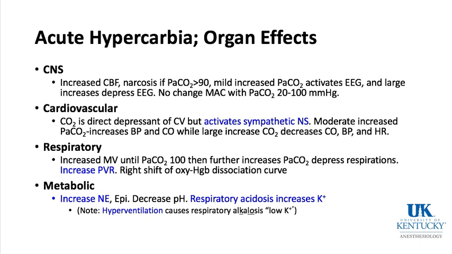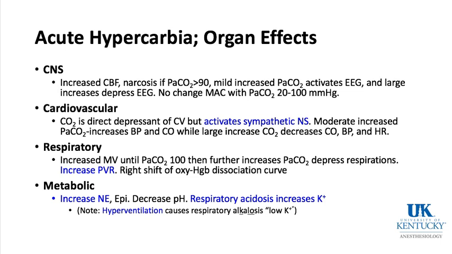Respiratory system: if the CO2 is up, the normal response would be to increase minute ventilation. And then if it gets really high, over 100 for example, you can start having depressed respirations just from that hypercarbia. Hypercarbia increases pulmonary vascular resistance. The right heart doesn't like that. Remember, chronic and acute hypoxia can also increase pulmonary vascular resistance. And also CO2 elevations right shift the oxyhemoglobin dissociation curve. So the usual response in the respiratory system is to increase minute ventilation.